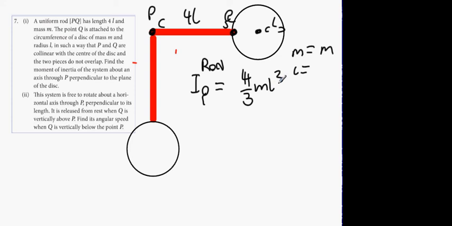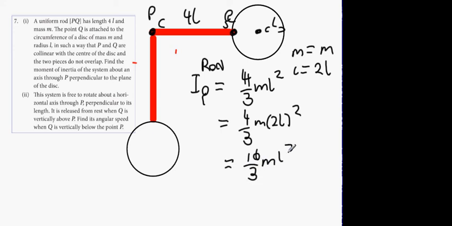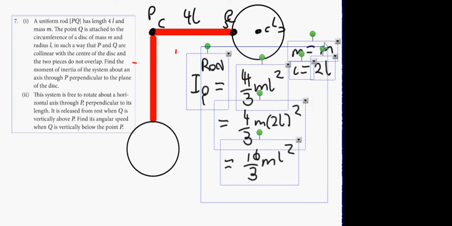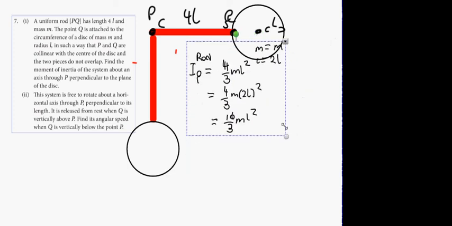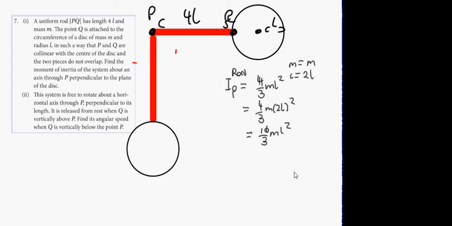this formula is for a length of 2L. 4L is twice as big as 2L. So 2L to be squared, yeah. So it's going to be 4/3 m 2L to be squared, which is 16/3 ml squared. Okay, so that's the first part done there, okay? Okay, and that's it there.